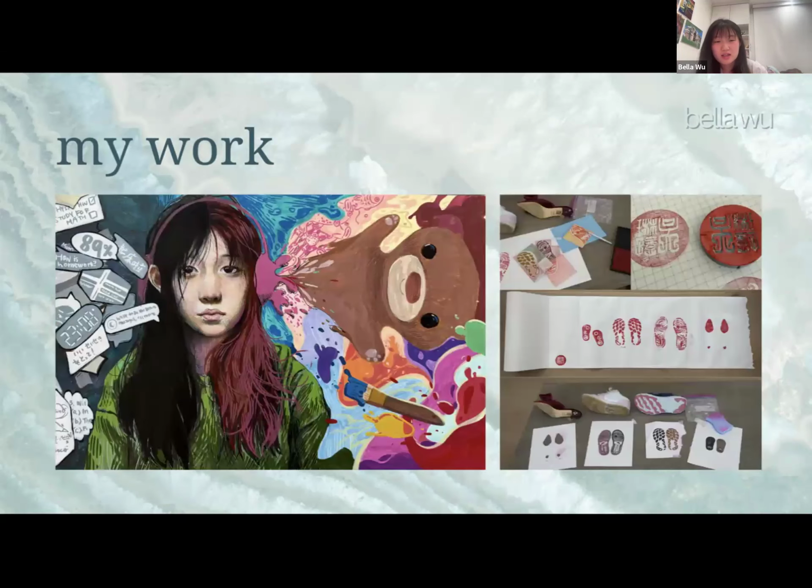Here are some more of my works, and the left one is called Muted. It was supposed to represent what I was consuming versus what I wanted to spend my time on, and I used acrylic marker. The right one is more like material exploration, and I used linoleum stamps that I cut out to represent my shoes from when I grew up.